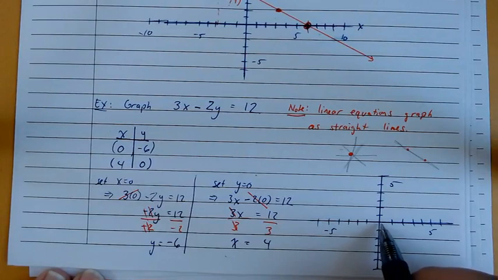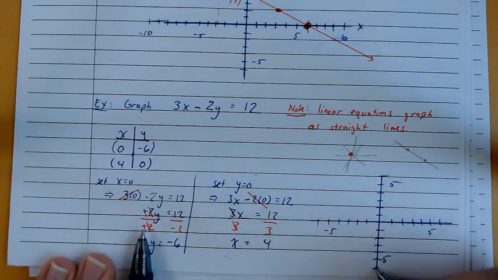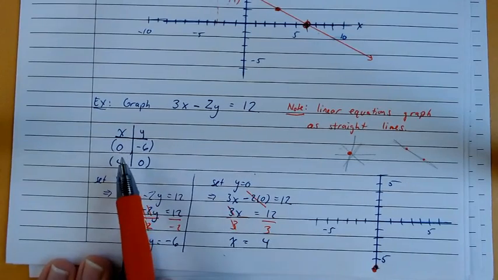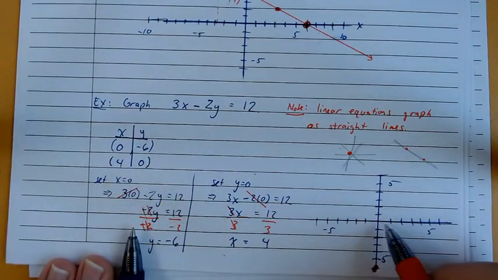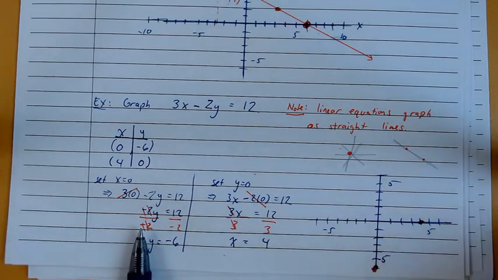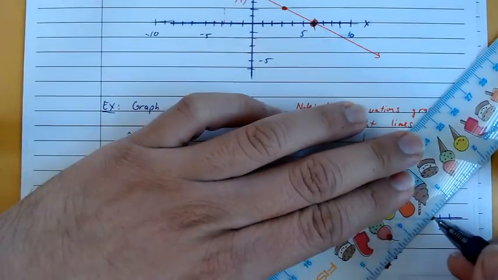That means don't go left or right at all, but go down 6 steps. 1, 2, 3, 4, 5, 6, right there. And then I have, let's see, 4, comma 0. That means go 4 to the right. 1, 2, 3, 4, and then don't go up or down at all. I have 2 points, which is now sufficient to graph my equation.